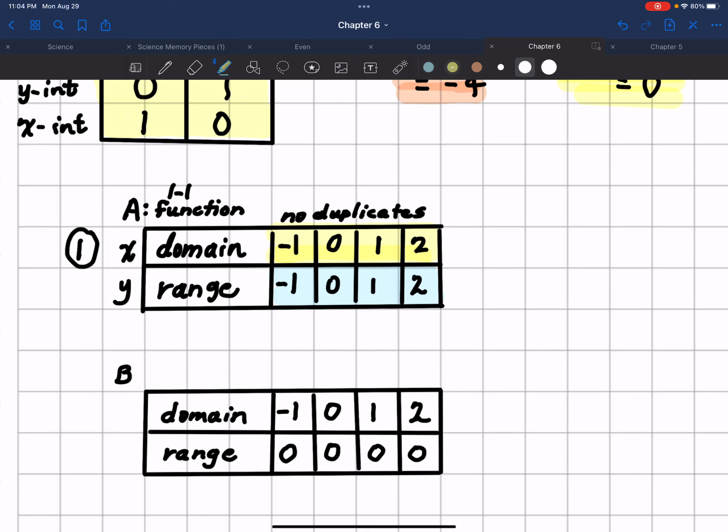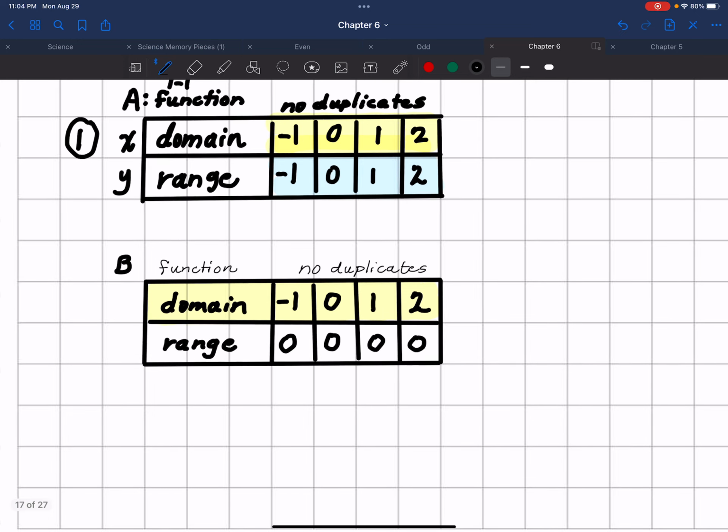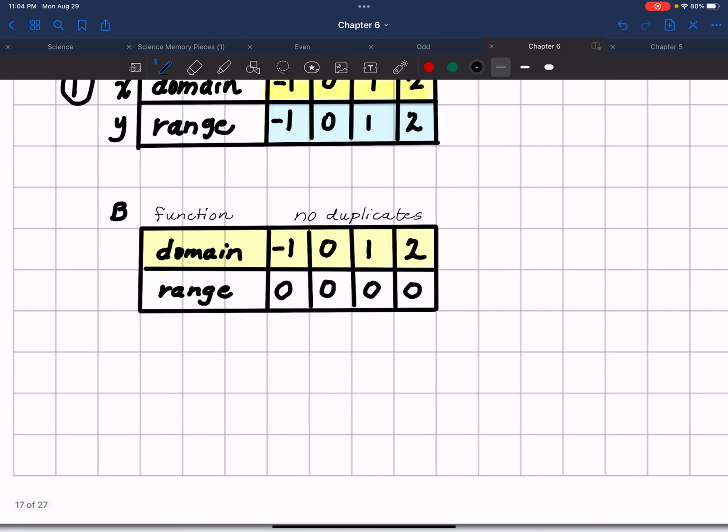So to determine function, you look at the X row, at the domain. There can be no duplicates in the domain. And there are no duplicates in the domain. So yes, this is a function. It is not 1-to-1 because the Y values are all the same. So it is a function, but it's not a 1-to-1 function. But all we're looking for is whether or not it's a function.